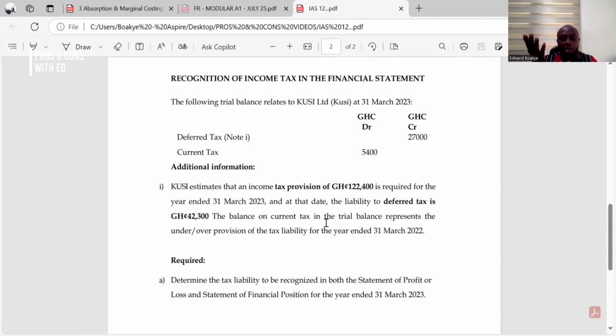Now, if you look at our current tax, we are supposed to pay 122,400, but we have a certain asset from previous year. We over-provided in previous year, and it has been given to us as an asset. So we have to less it from our payment today. So let us go to our board and see how we are going to analyze this scenario.